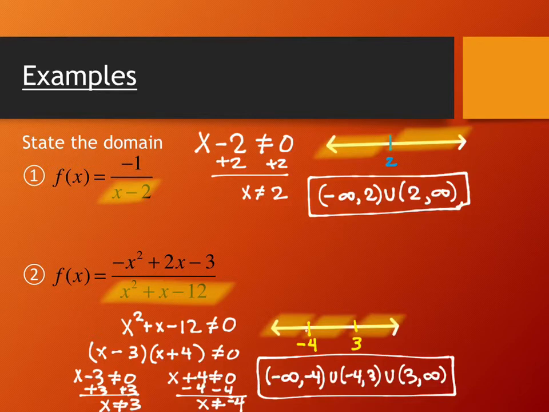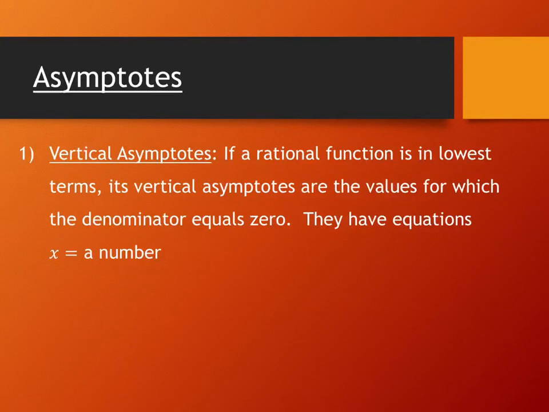Domain. Now, we're going to have that domain related to another idea. And that idea is asymptotes. There's three different kinds of asymptotes, two that we're going to talk about in this lesson. The first type of asymptote is called a vertical asymptote, and I will show you pictures of all these later when we work on our graphing for these.